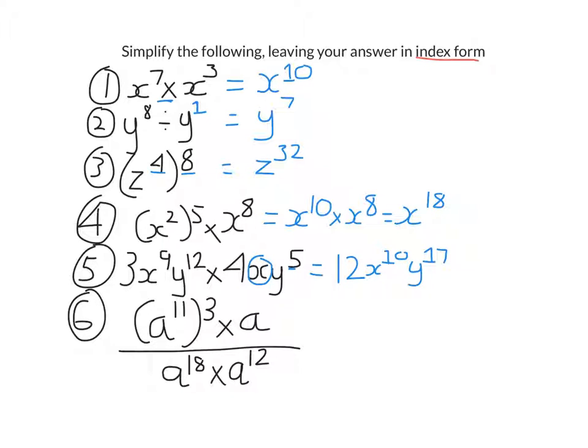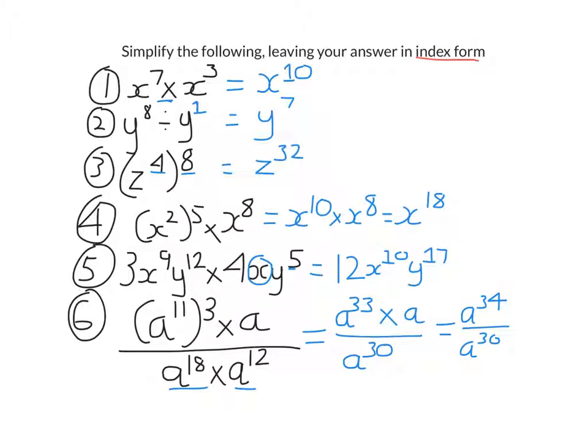All right, let's look at question 6, where we have to use all 3 index laws. So let's do the brackets first. Keep the same base, multiply the powers together. On the bottom, I have a to the power of 18 times a to the power of 12. Keep the same base and add the powers. So, of course, a to the power of 33 times a is that. We divide by a to the power of 30. So what we're doing is keeping the same base and subtracting the powers.